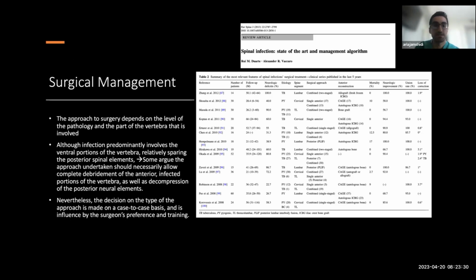This is a list of 10 studies or so published in the last 5 years, kind of going over the surgical approach that these surgeons used for spondylolisthesis. And here we can see some surgeons used just a single anterior approach, combined approach, just a posterior approach. And the question is, what's the right answer?